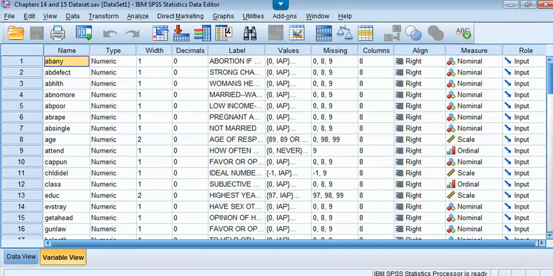This is a form of bivariate relationships, so it's similar to what we did last week with the crosstabs, but it's a little bit more sophisticated in that with correlations, we can actually start to determine both the direction and the strength of the relationship.